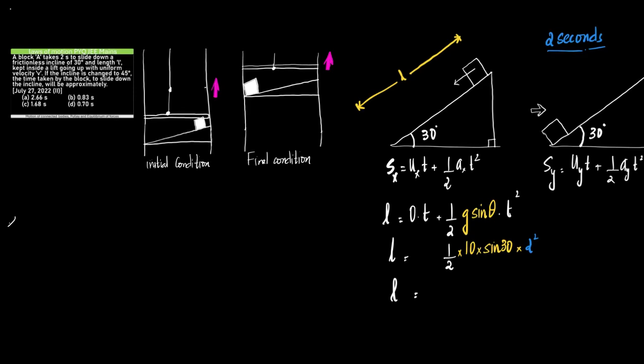A block A takes 2 seconds to slide down a frictionless incline. So let us consider this to be the frictionless incline, okay? Inside a lift, so it is inside a lift. Maybe we can use a different color to denote the incline so things will become more clear to you. Let us say this is the incline. This is the incline, right?